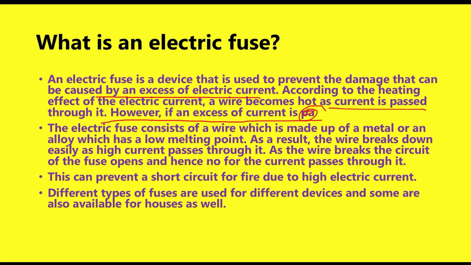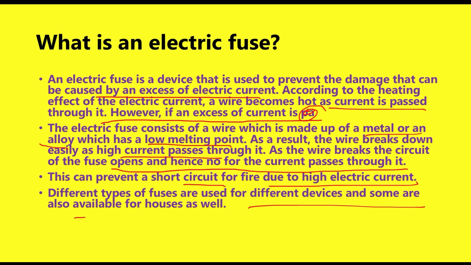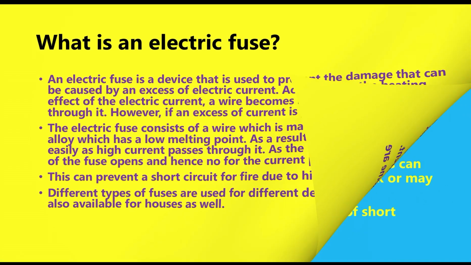The electric fuse consists of a wire which is made up of a metal or an alloy. This you have to remember, and which has a low melting point, and it breaks down when a high current passes through it. The wire breaks the circuit, because of which your circuit becomes incomplete and prevents the supply of current. This can prevent short circuiting or fire due to high electric current, and there are different types of fuse used for different devices. Some are available in the houses, you must have seen.